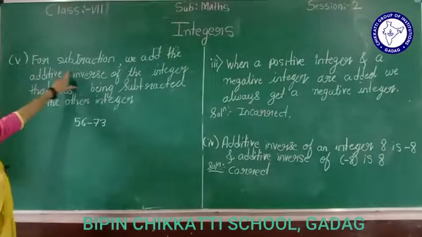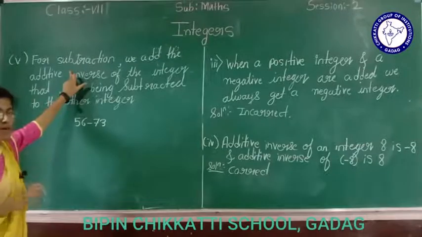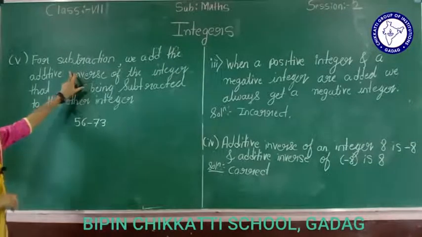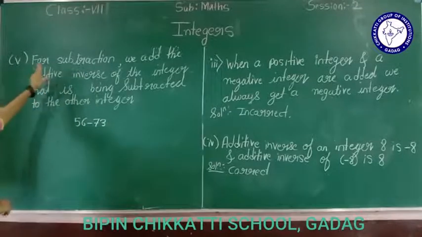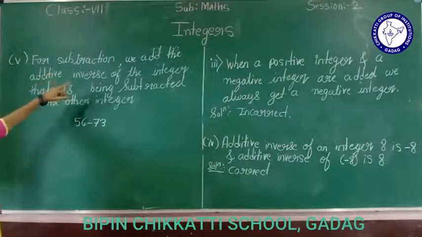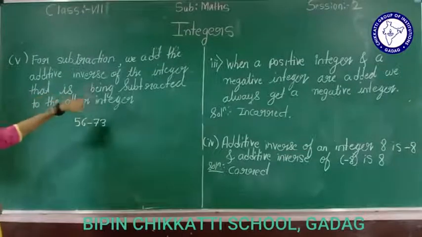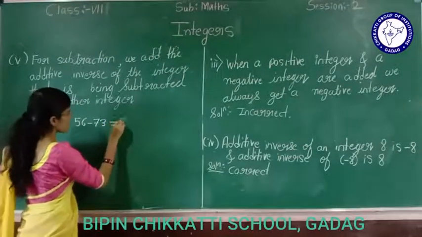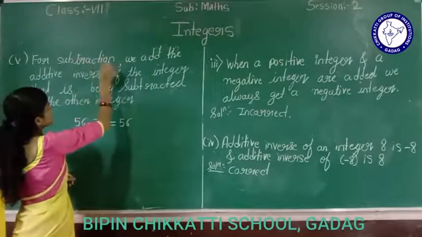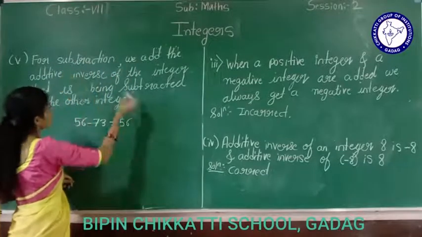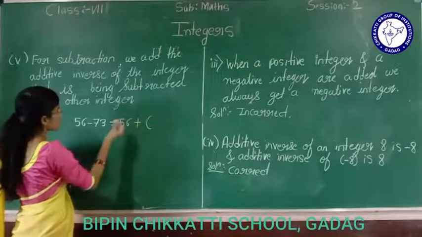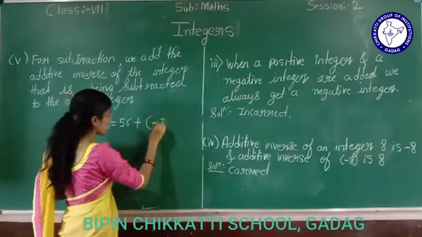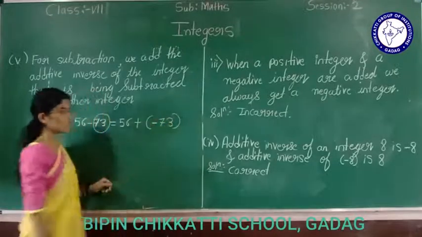Subtraction is just the opposite of addition, and addition is the opposite of subtraction. See here, for subtraction we add the additive inverse of the integer that is being subtracted to the other integer. Here, 56, what is given? For subtraction we add the additive inverse. What is the additive inverse of 73? The additive inverse of 73 is minus 73.